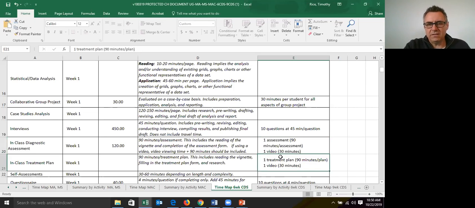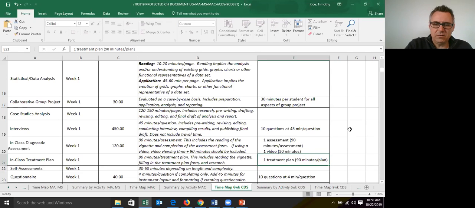In the case of this one, I'm going to go ahead and delete some of the stuff that I had there. So it's just one treatment plan at 90 minutes for a treatment plan. Okay. And I'll put that in over here. The next thing that we'll look at will be questionnaires.